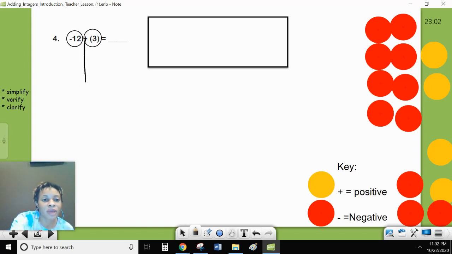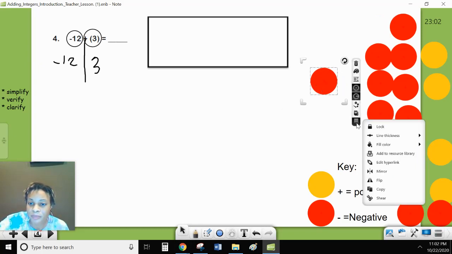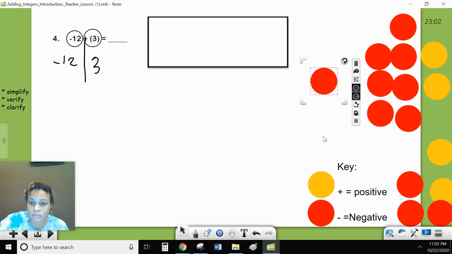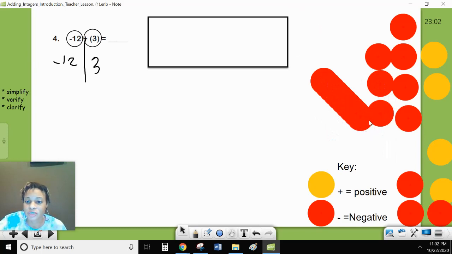What did I just circle? I circled the opposite of 12, and I circled a +3. So -12 and a +3. So I'm going to combine -12 and a +3. I need 12 counters. I don't know if I have 12 counters. So let me see if I can copy some. Should be good to go now.